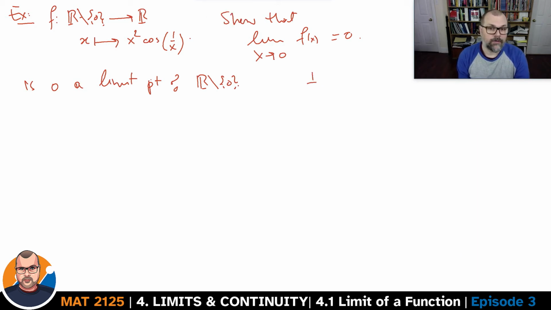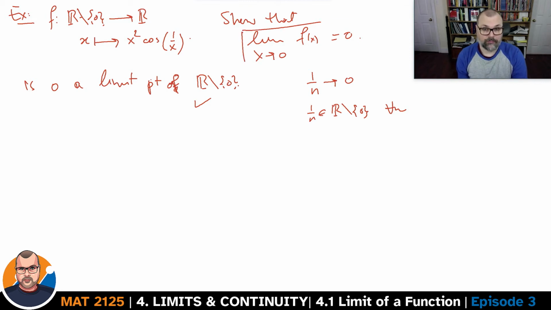It is. The sequence 1 over n converges to 0, and 1 over n is actually in the reals minus 0 for every n. So 0 is a limit point of the set R minus 0, and so this question is well posed, even though the function is not defined at 0. We can now prove the statement.